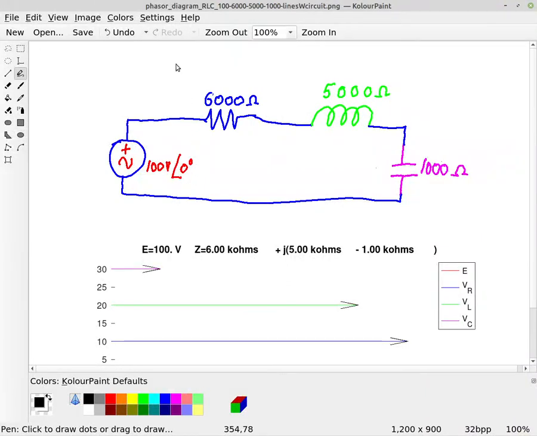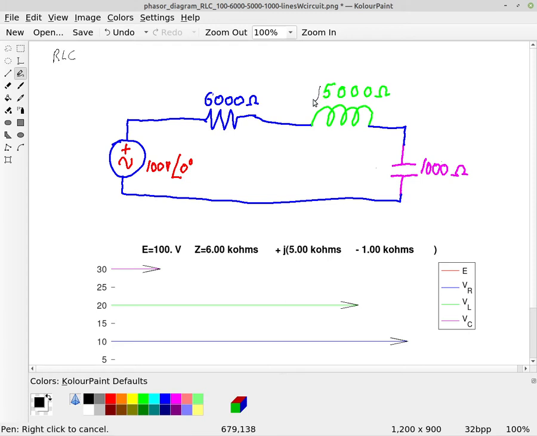So in this video we have an RLC circuit. So we have RLC, right? Resistor, inductor, capacitor circuit. So we have the resistor, which has 600 ohms of impedance. We have the inductor, which has 5,000 ohms of impedance.